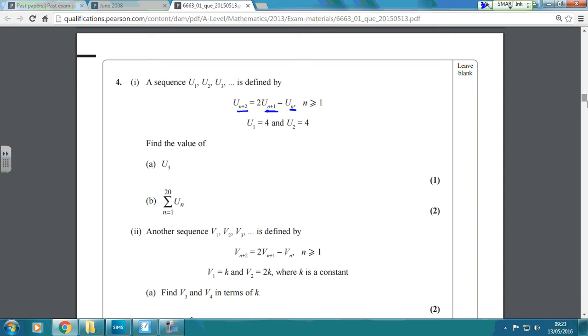So if we're told that u1 here is 4 and u2 is 4, then we're saying that un, so this is the first term, this is the second term, so this is going to be the one after that. So if we're looking for the third term, which we're going to write down as un plus 2, equals 2 lots of un plus 1, which is the term before that one. So it's going to be 2 lots of u2, which we know is 4, take away un, which is the first term. So 2 lots of 4 take away 4 is going to leave us with 8 minus 4, which equals 4. That's only 1 mark.